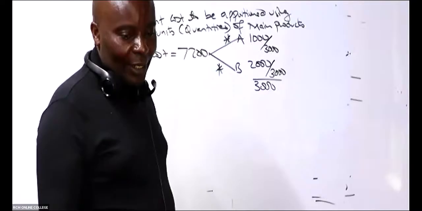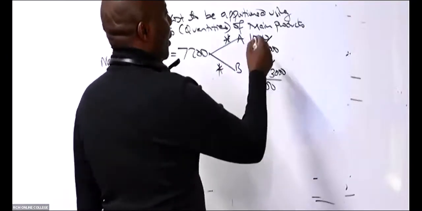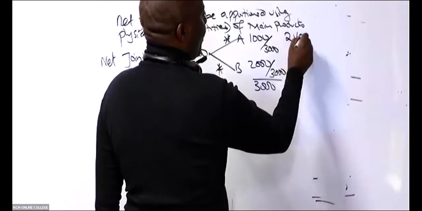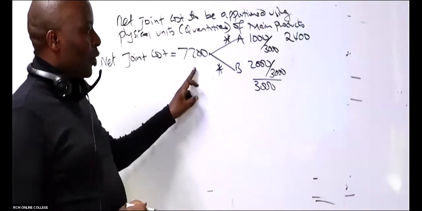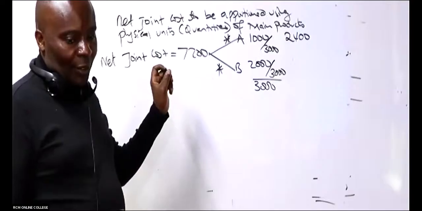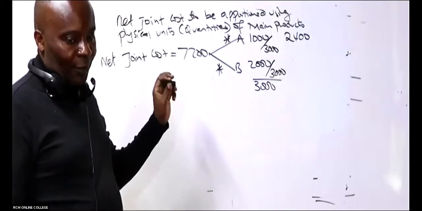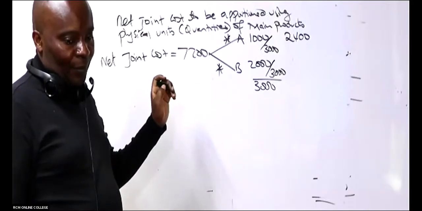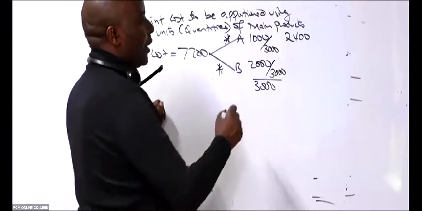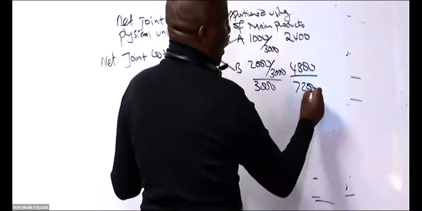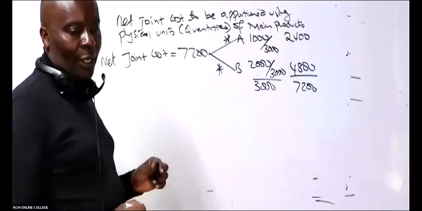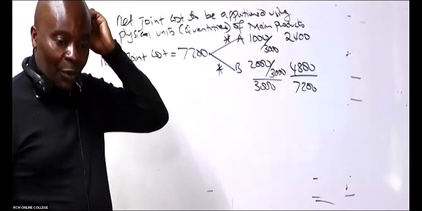So I'm being told that the first one is 2,400. Is that okay? 2,400. How about 7,200 times 2 over 3? That is 4,800. If you add the two, of course, you'll end up getting 7,200.